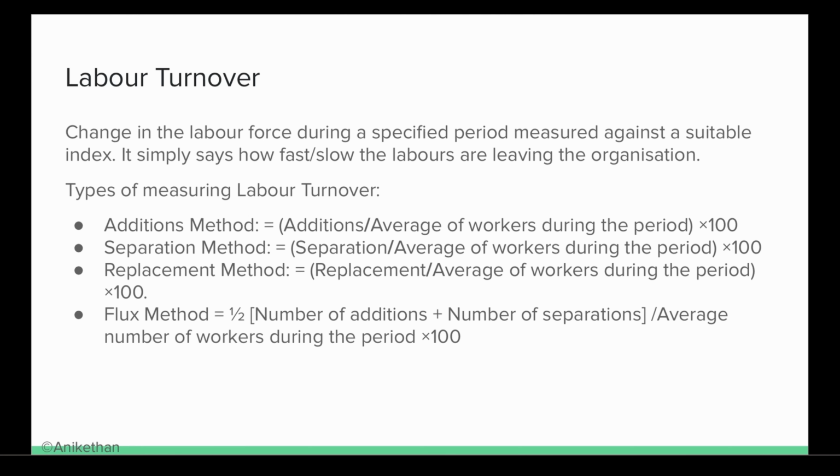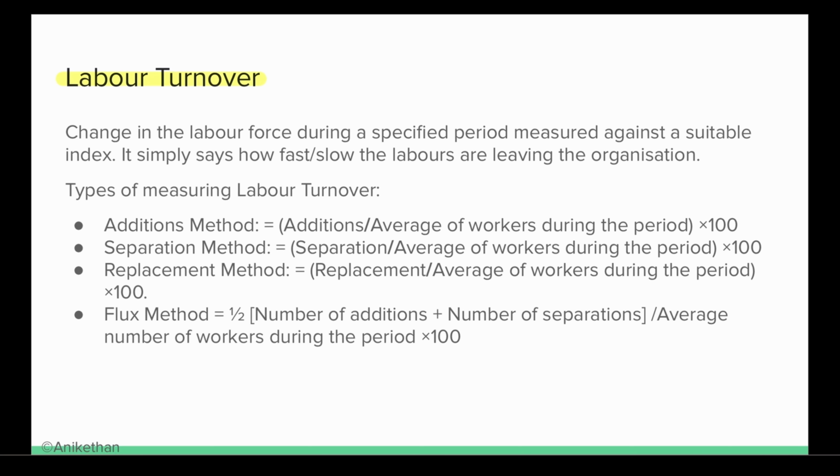Today we learn about a concept called labor turnover. It says that in a specified period, what is the change in the labor force? For example, at the beginning of the year there were a few employees. At the end of the year, some people joined, some people left, some people were sent home. When we consider all of this, we get a term called labor turnover. It says how fast the change of labor is happening in the work.